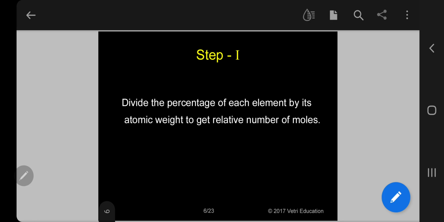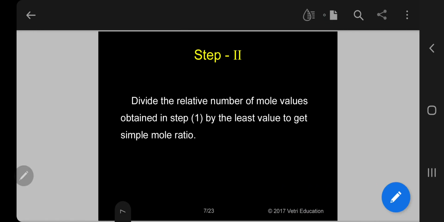Let me repeat again. Step 1, divide the percentage of each element determined by its atomic weight to get a relative number of moles. That means percentage divided by atomic weight. This is step 1.